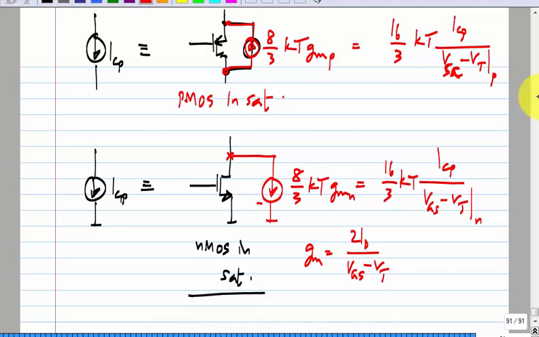Is this fine? Now, these two noise sources can in general be different from each other. There is no reason to suppose that they are the same. I mean, the PMOS and NMOS GM could be different. So, what we have is basically a switching between two different noise sources.